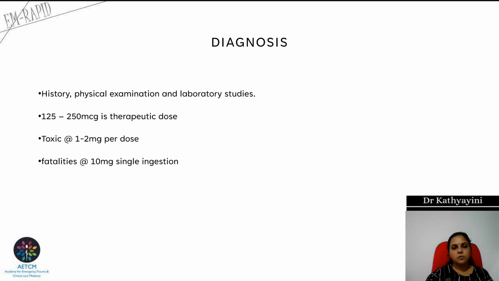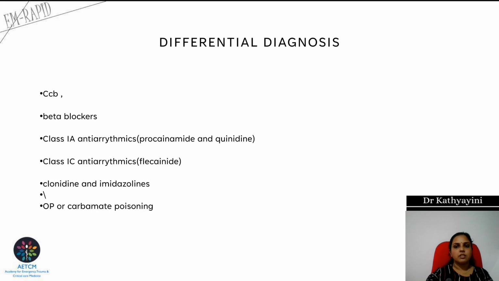So coming to diagnosis, the diagnosis of digoxin toxicity depends on the history, the physical examination and lab studies. The therapeutic dose is 125 to 250 micrograms and the toxic dose is 1 to 2 milligrams per dose, and fatalities occur at doses like 10 milligrams in a single ingestion.